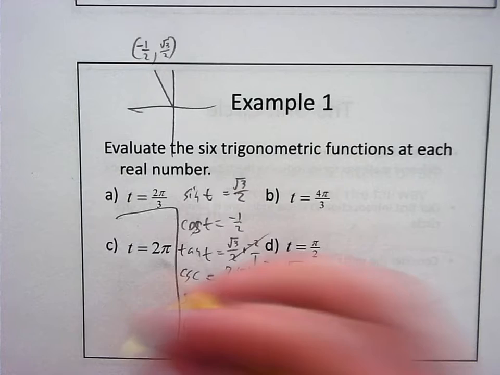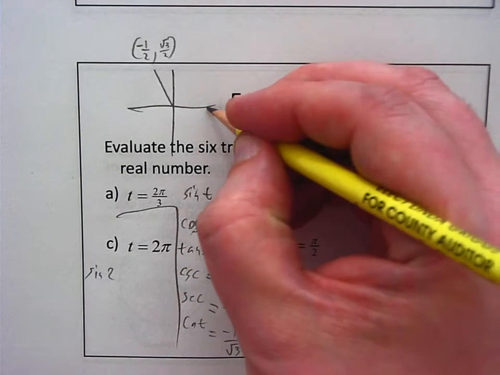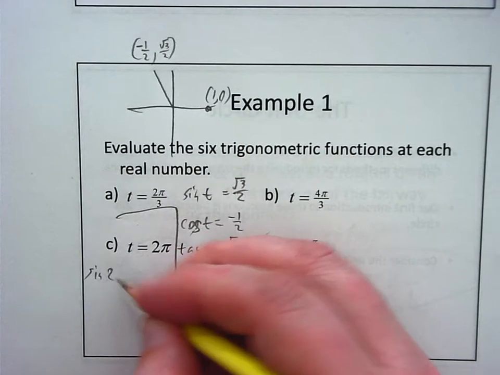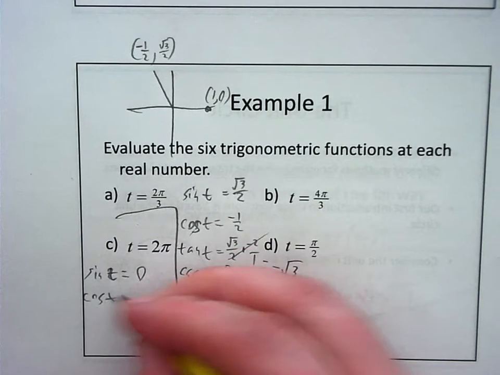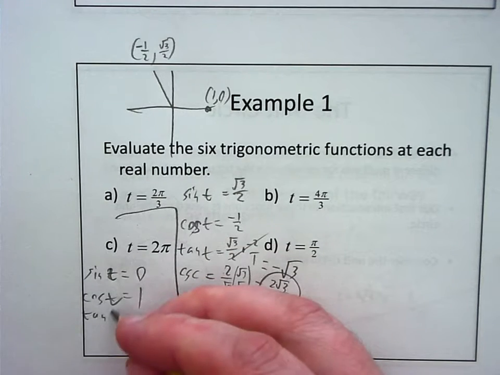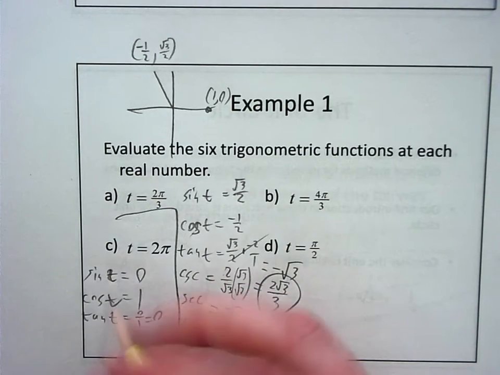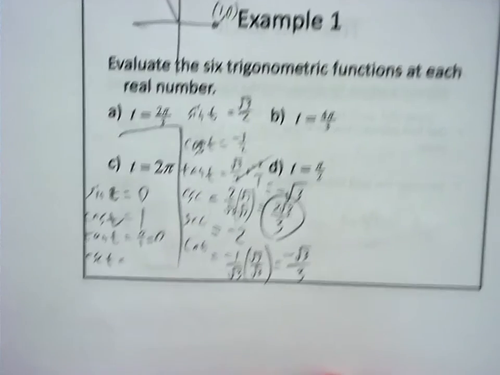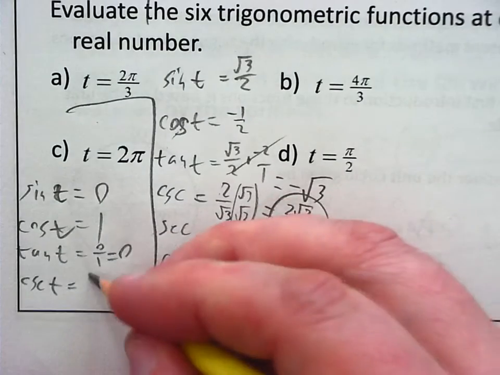For 2 pi, if I run through the same process, sine of 2 pi, well, 2 pi is right there, coordinates of which are 1, 0. So sine of that 2 pi is just going to be 0. Cosine is 1. Tangent, since it's sine over cosine, it's 0 over 1, which is just 0. Cosecant, for cosecant, that one's going to be 1 over sine, or in other words, 1 over 0.